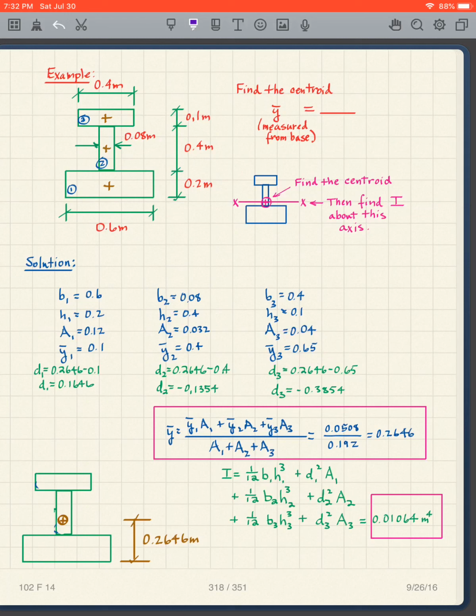So let's go to the second one. I guess I didn't do this. 0.08 for B, 0.4 for H. Multiply it out to get the A2. So in other words, 0.4 times 0.08 is 0.032. Y bar 2, based on what we just got done talking about, is the distance here. And for 3, I'm up in here. B3, H3, you can all get. I multiply those two out, I get A3. Y bar 3 is this total distance, and that works out to be 0.65.